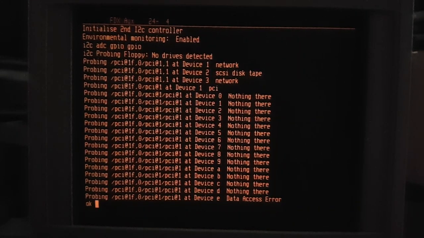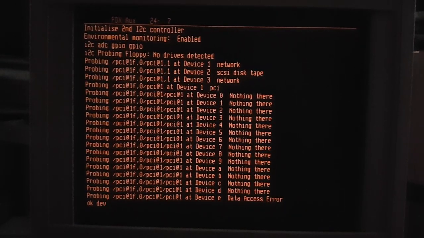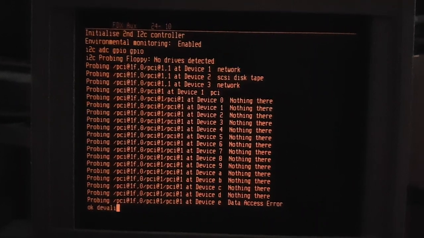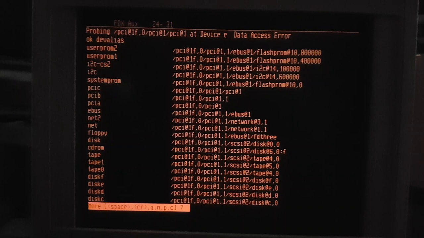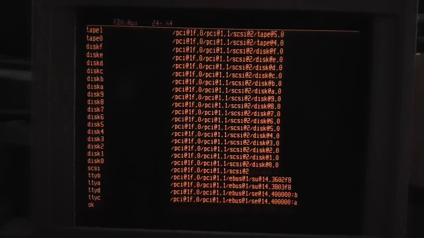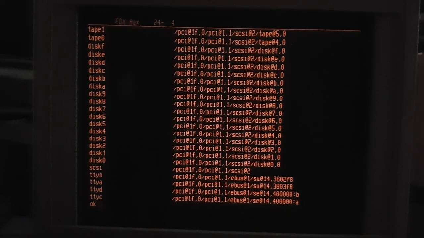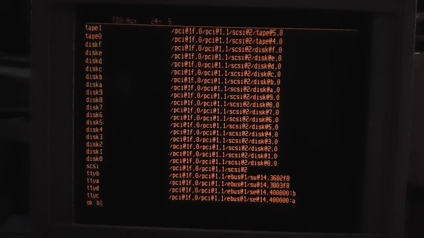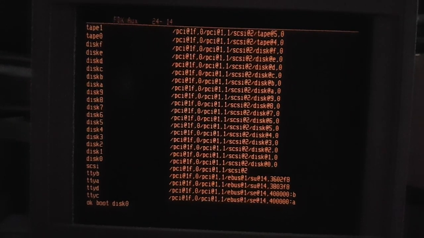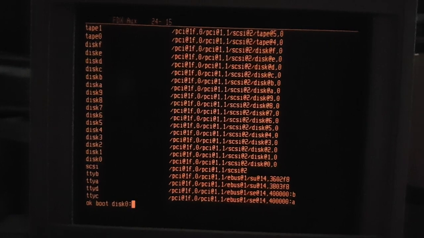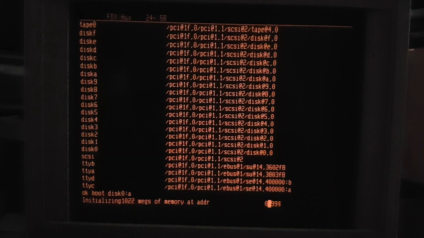We need to figure out where the bootable SCSI device is. I gotta get a pretty good idea. Let's do dev alias here. So, there's no tape drive connected. Disk zero. So let's try doing boot disk zero on A. Let's see what that does.